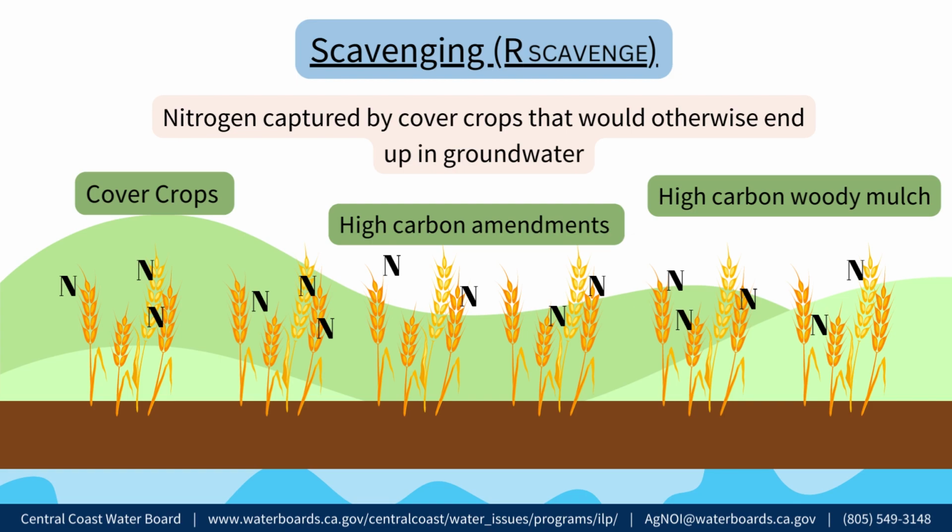Compost, cover crops, high carbon amendments, and high carbon woody mulch all have the potential to increase soil organic matter and therefore increase soil water retention, which reduces nitrogen leaching. Growers may claim a nitrogen scavenging credit one time per year for each ranch acre by utilizing any of the 4 Scavenge credit options, which we will now describe in more detail.